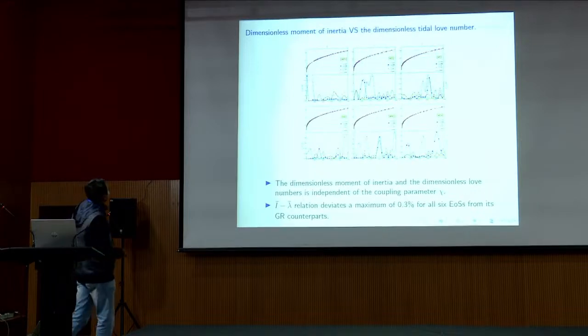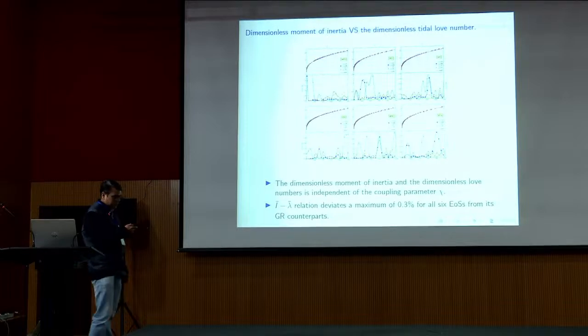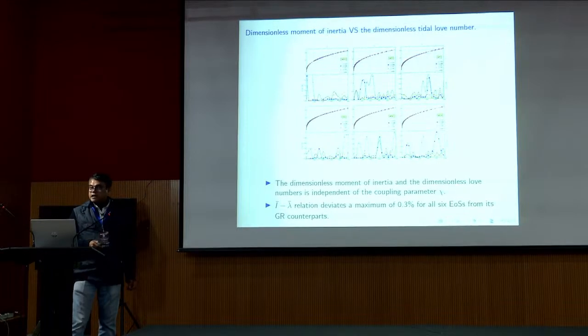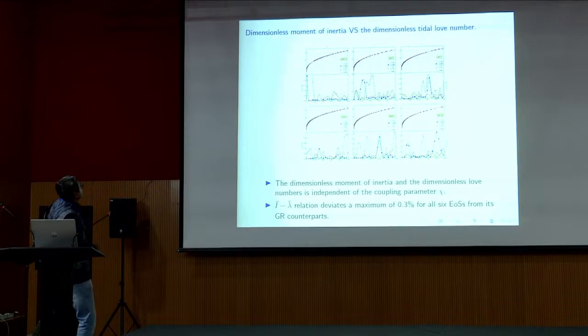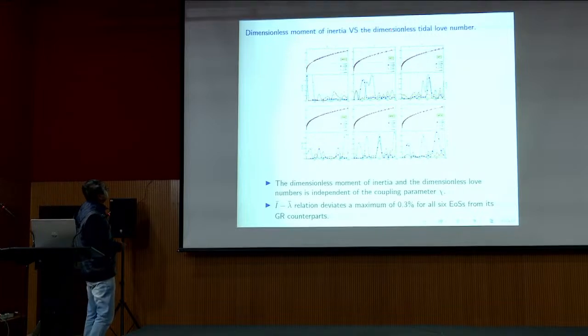And the very important part is the I-Love-Q relations, that is, the dimensionless moment of inertia, the dimensionless tidal Love number, and the dimensionless quadrupole moment. What we see here for each realistic equation of state is that this variation is nearly negligible. So in all these cases, for different chi values, we see that.